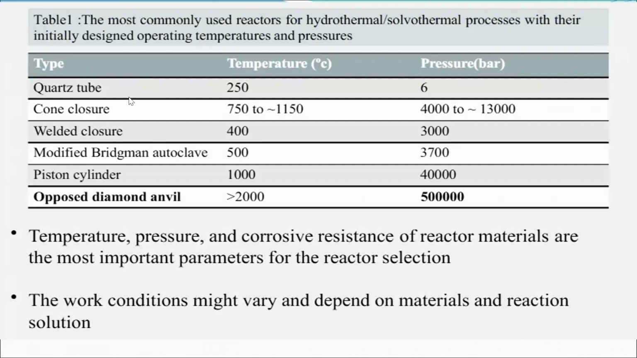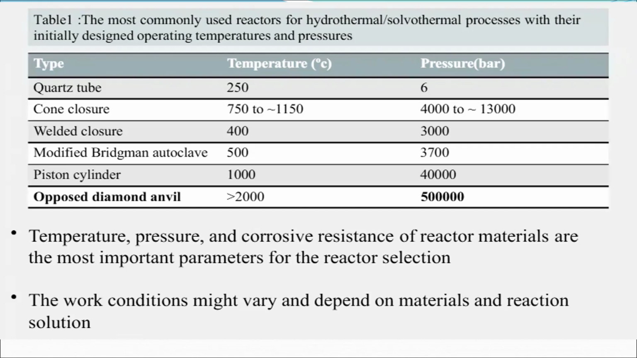Quartz tube, for example. In order to get the quartz tube, the temperature required is 250 degrees centigrade under the pressure of 6. Similarly, cone closure 750 to 1150 and pressure is 4000 to 13,000. Welded closure and then modified Bridgman autoclave and piston cylinder, opposite diamond anvil. So these are various reactors for hydrothermal and solvothermal processes with their initially designed operating temperatures.